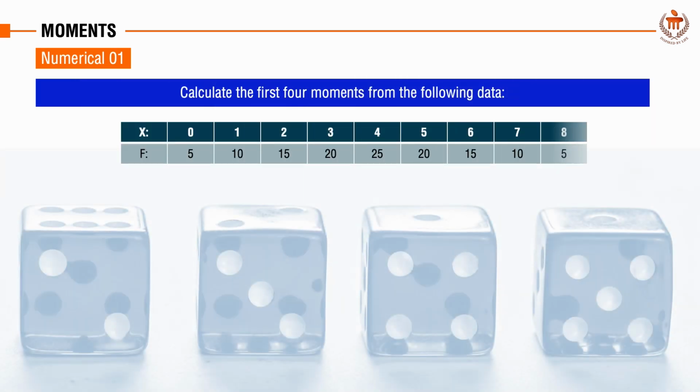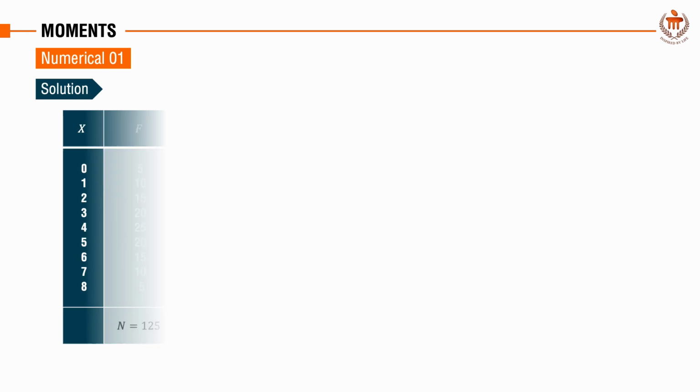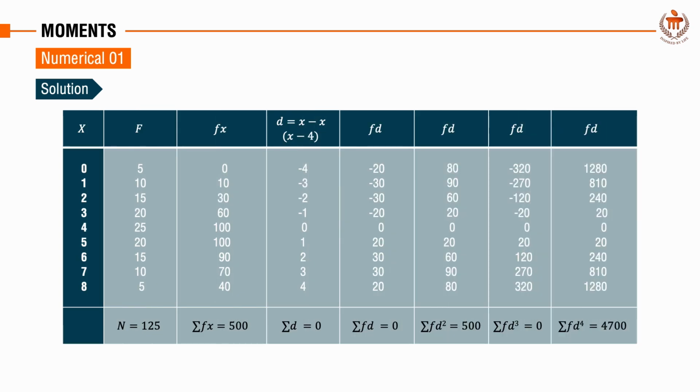Here you can see that we want to calculate the first four moments from the given data, where the x and f values are given. x is basically the values from 0 to 8, and f is the frequency, which talks about the repetition of the values of x. Okay, so x and f are given to us. Summation of f we did, which tells us the total set of data we have in the problem.